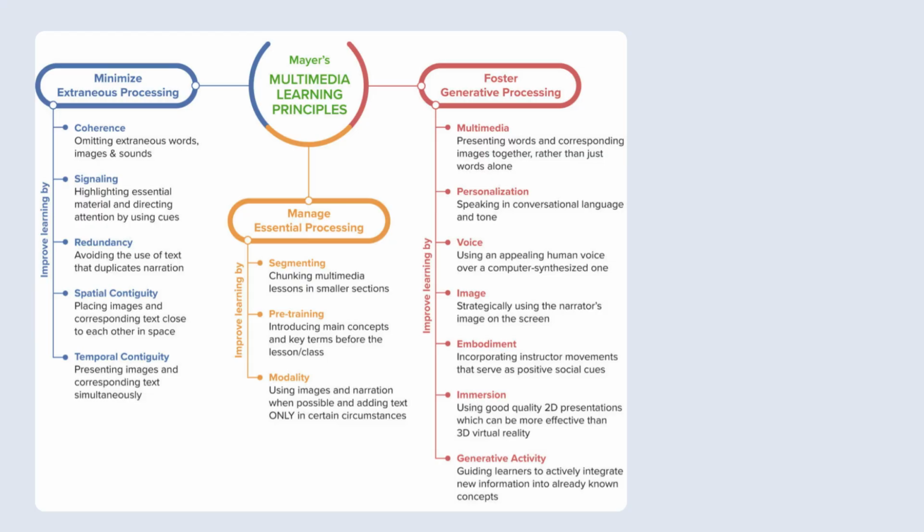Use the signaling principle by highlighting important information. Bold key terms. Use arrows, contrast, or visual emphasis to guide learner attention. And follow the spatial contiguity principle. Place labels close to the graphics they describe rather than forcing learners to search across the screen. These simple changes can significantly improve comprehension.